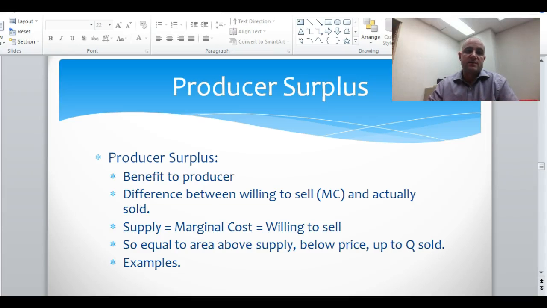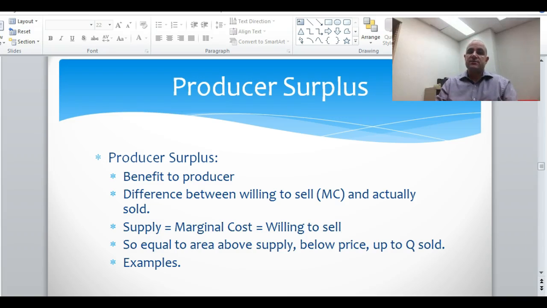So now we've talked about consumer surplus. The next step is to discuss producer surplus. Consumer surplus is the benefit to the consumers, and so producer surplus is the benefit to the producers, right? The benefit to the sellers. It's the difference between what they were willing to sell for and what they actually sold for.